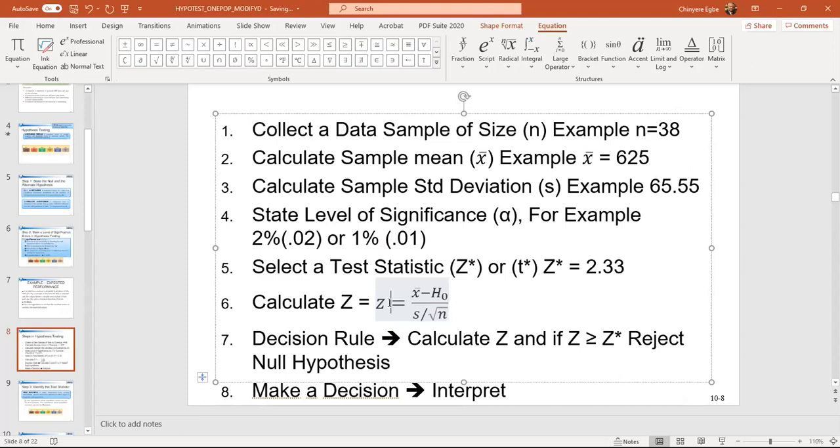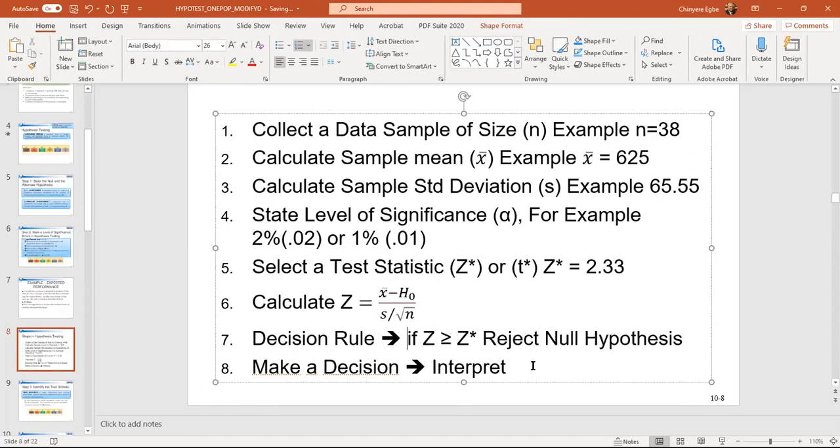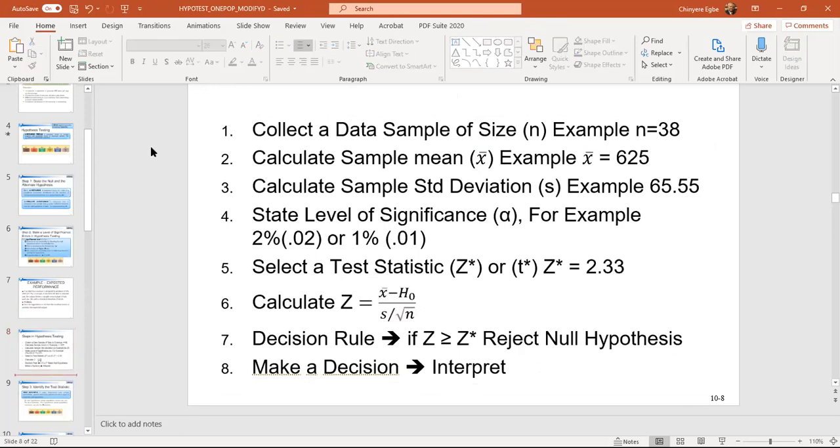And once you calculate Z, you make a decision rule: if Z is greater than Z star, you reject the null hypothesis. And what does that mean? We're going to go through that process immediately and see what that means. Let's go through the process.